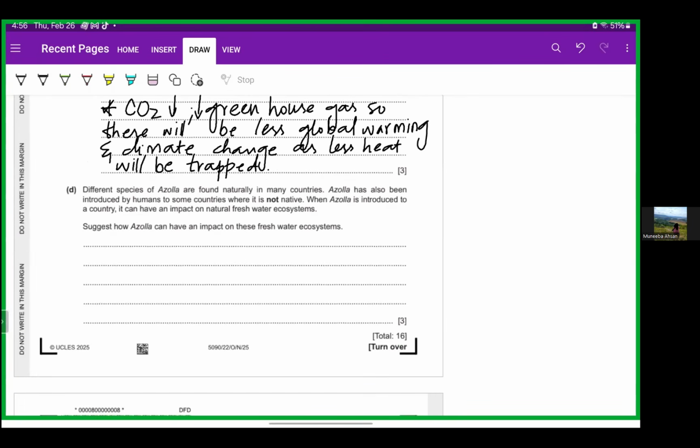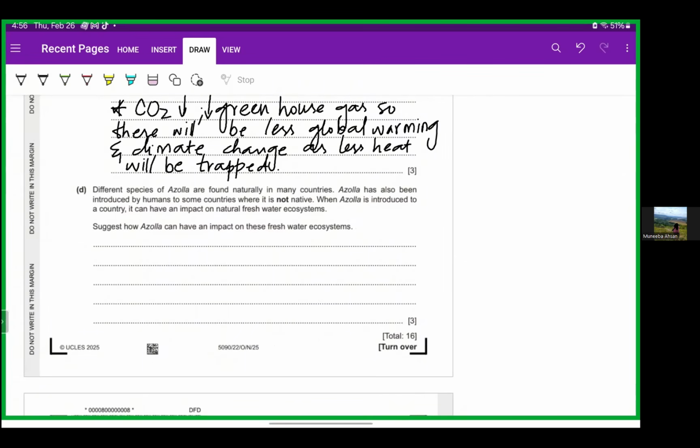Okay, last part suggests different species of Azolla are found naturally in many countries. Azolla has been introduced by humans to some countries where it is not native. When Azolla is introduced to a country, it can have an impact on the natural freshwater ecosystem. So just how Azolla can have an impact on the freshwater ecosystem. Basically, there will be competition of other organisms with the Azolla for the nutrients and for the resources, right?